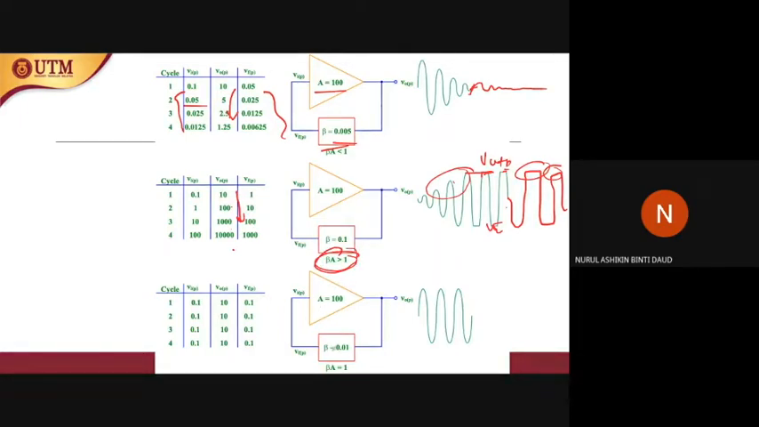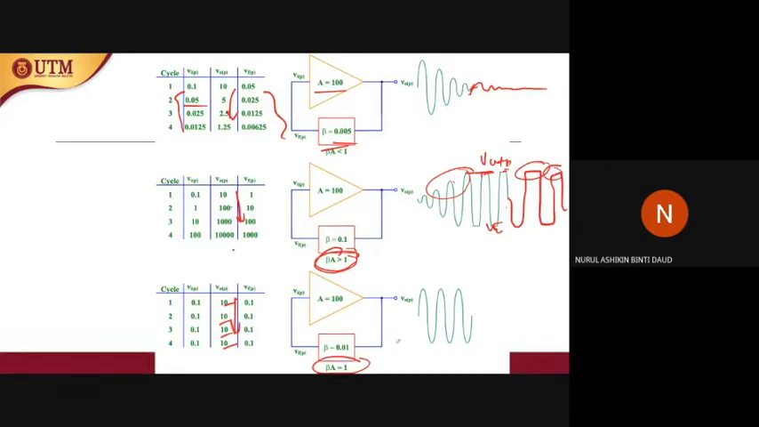Next, when the beta gain equals to 1, what will happen? You can see that the output is uniform, always 10, 10, 10, and 10. So you will get a nice sine waveform. All right. Up until here, any questions?